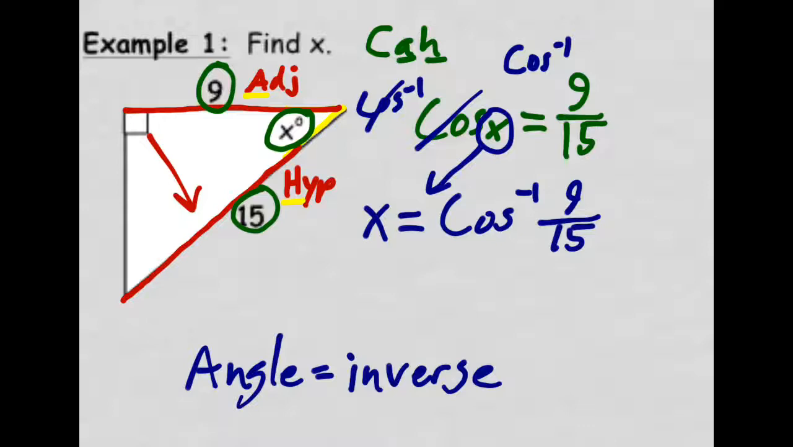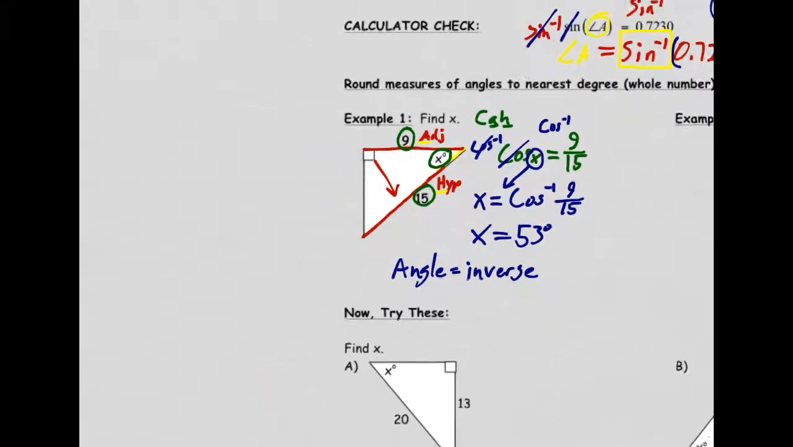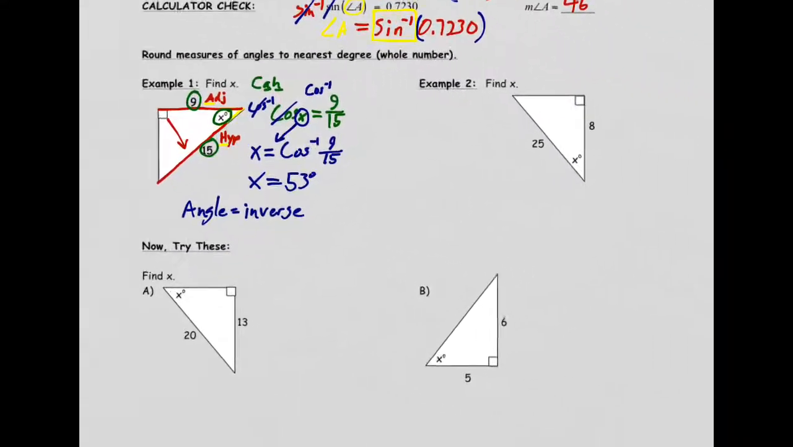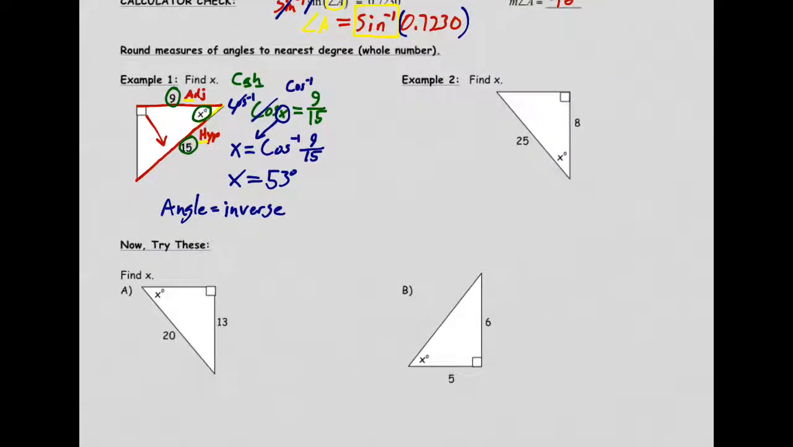Okay, you should have gotten that x is equal to 53 degrees. And remember, it's an angle, so it's in degrees, and we just round to the nearest whole number. Alright? So that was cosine.